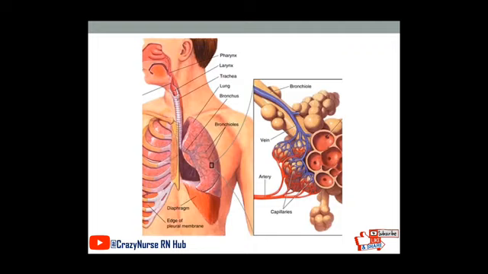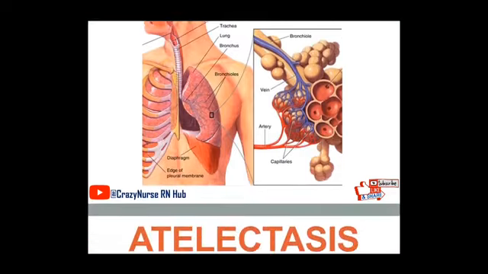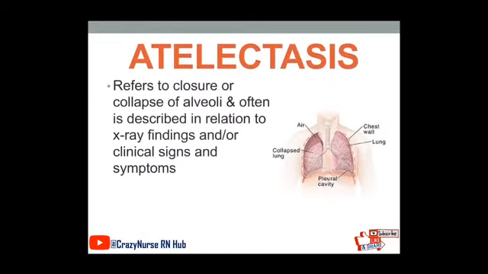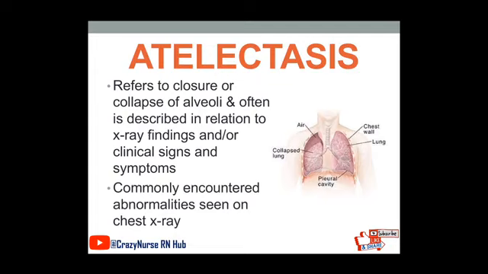I have here an image of the structures of the respiratory system as your reference. Now let's have atelectasis. It refers to closure or collapse of alveoli and often is described in relation to X-ray findings and/or clinical signs and symptoms. These are commonly encountered abnormalities seen on chest X-ray.